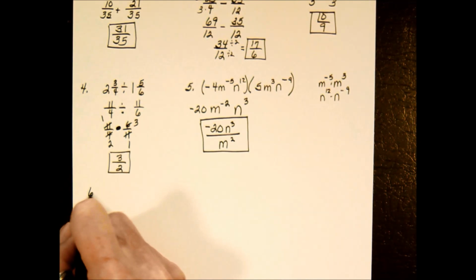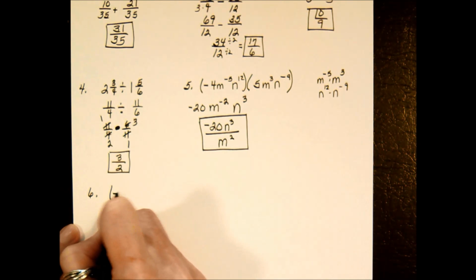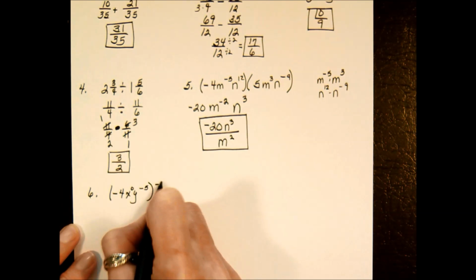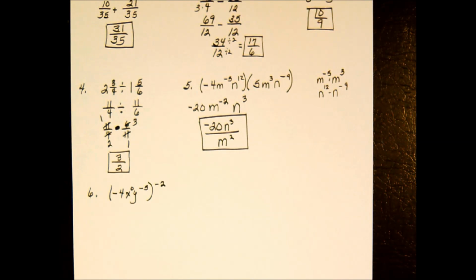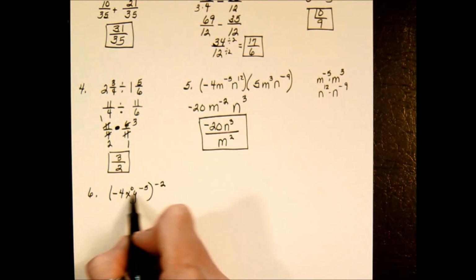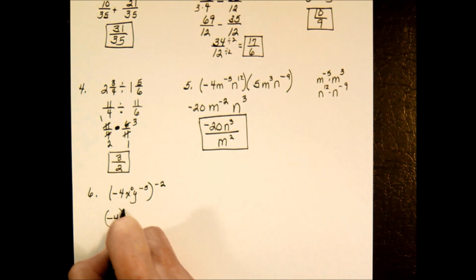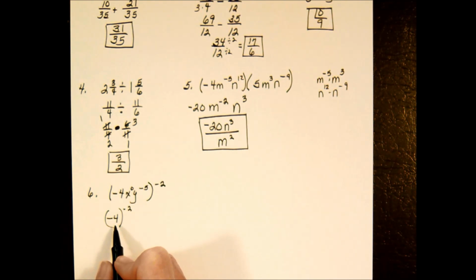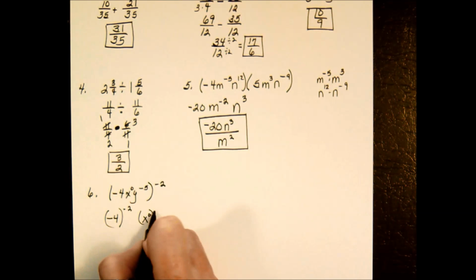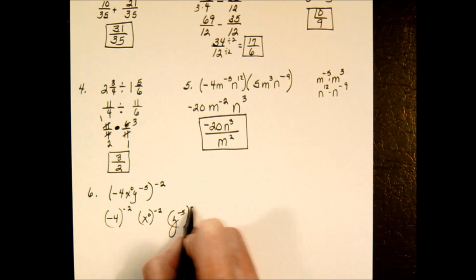All right, number 6, another exponent problem. We have (-4, x to the 0, y to the -5) to the -2. I think the safest way to do this is to show that this -2 applies to everything inside. So it's (-4) being raised to the -2. Notice I put it in parentheses because the negative is included. x to the 0 to the -2. y to the -5th to the -2.